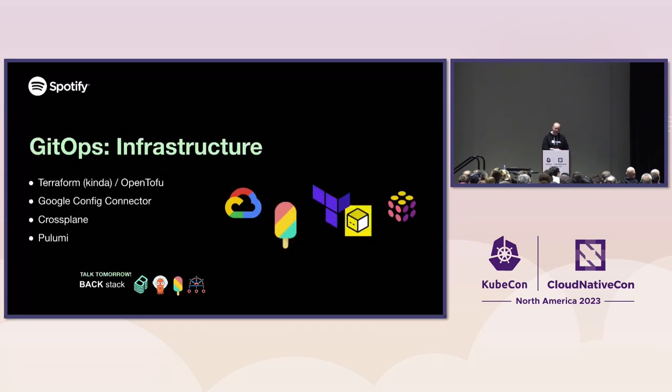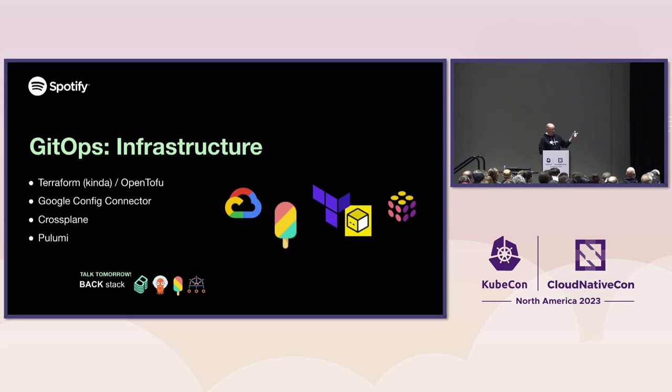For provisioning infrastructure with GitOps, the solution space is a little bit more limited. Terraform is the classic infrastructure as code tool that everyone thinks of. But I gave it a kinda here because it doesn't handle drift and reconciliation in a very automated way. OpenTofu is an open source fork of Terraform, created in response to the Terraform license changes a few months ago.